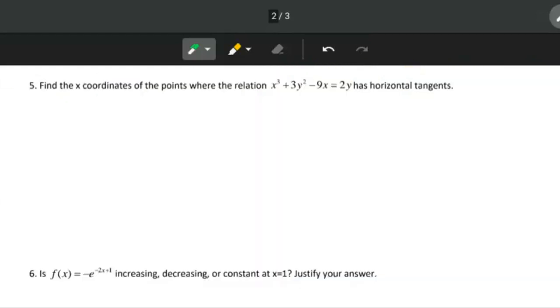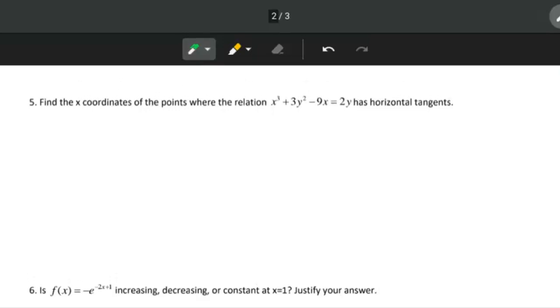Next: find the x coordinates of the points where the relation has horizontal tangents. Make sure you read. It only asks for the x coordinates, didn't ask for y's, so don't waste your time finding the y's if you don't have to. So it wants to know where this relation has horizontal tangents. And think about it, a horizontal tangent means the slope is 0. Or in other words, our dy dx is 0, right? A horizontal tangent has a slope of 0. So we got to find the derivative and set it equal to 0.